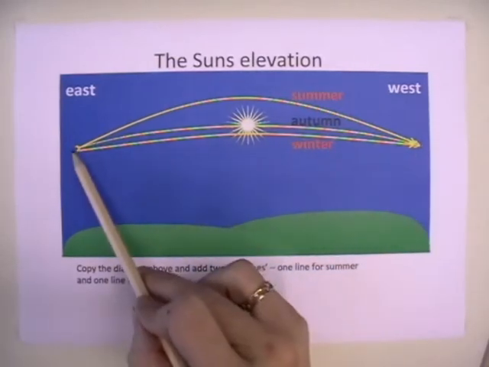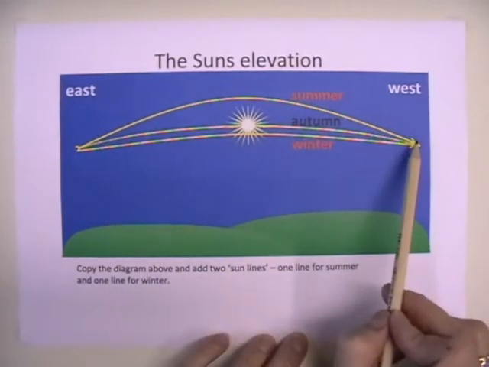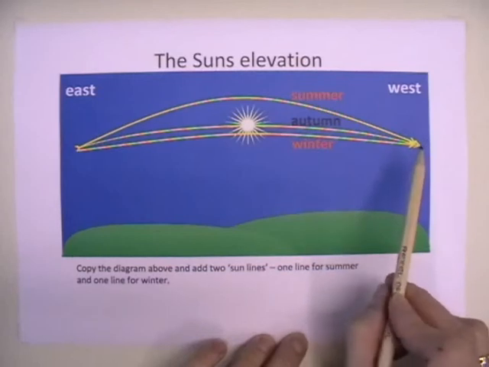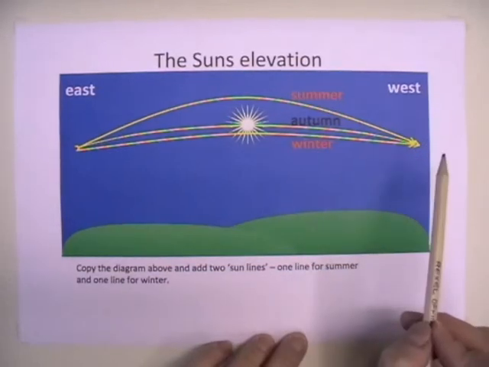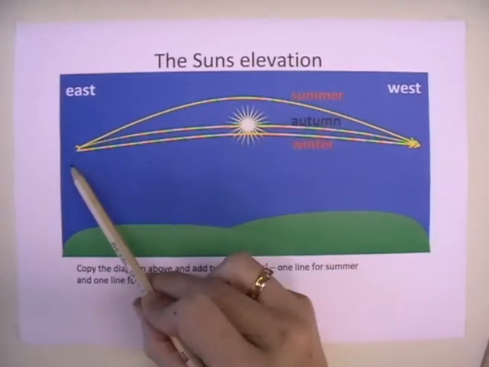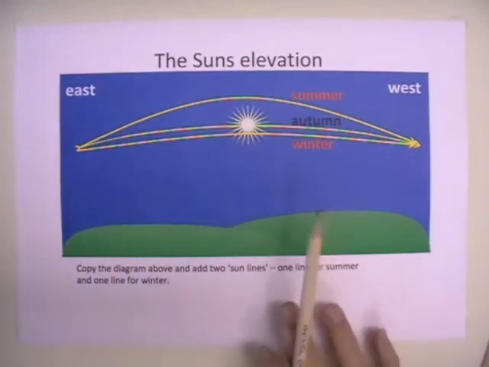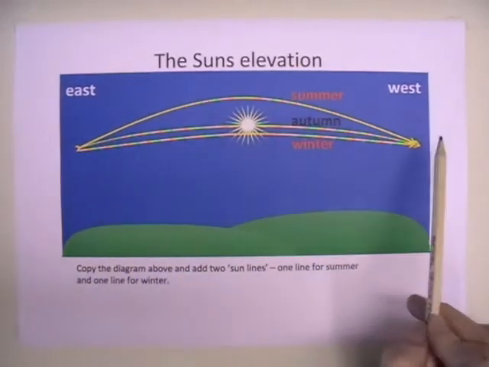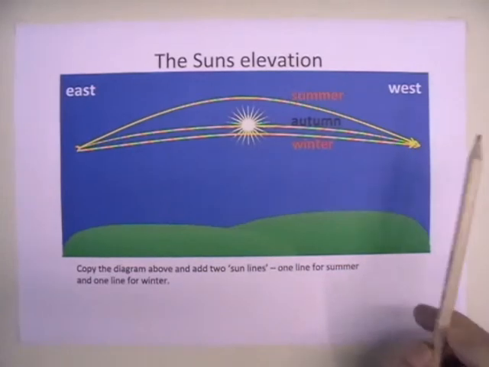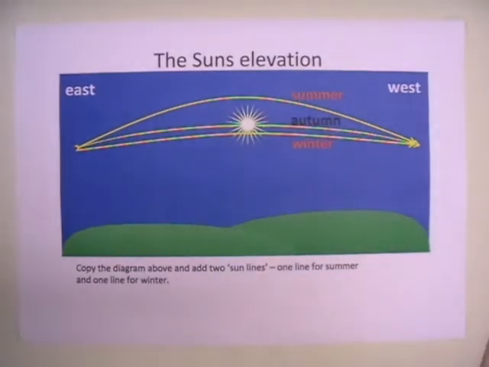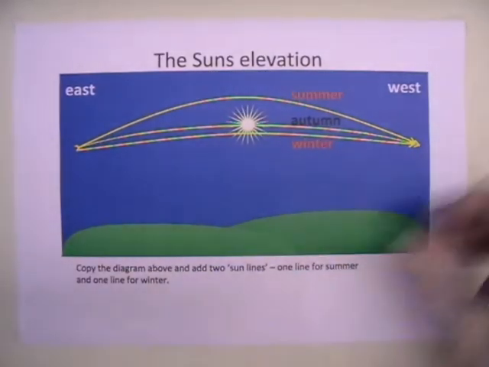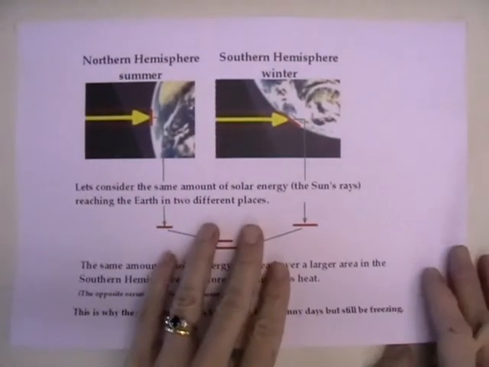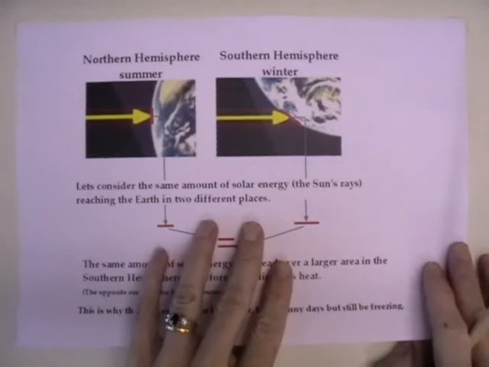We perceive the sun as moving from east to west because we are actually rotating in an anti-clockwise direction, and that's from west to east. So we say the sun rises in the east and sets in the west. Now the result of that is very strange, because that actually means that we have different concentrations of sunlight during our summer and our winter.